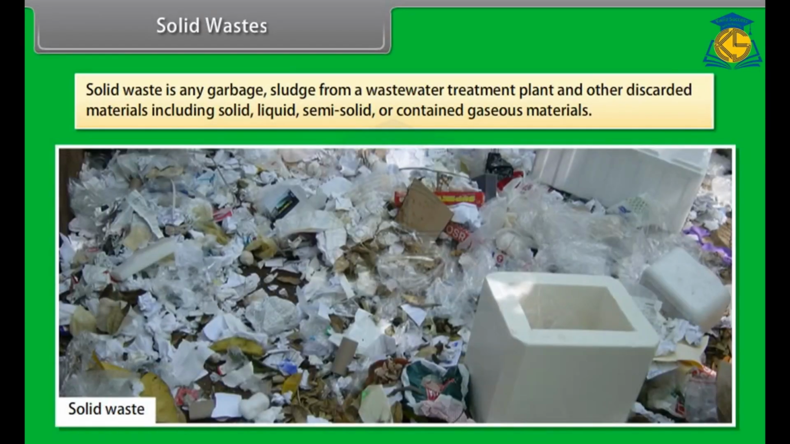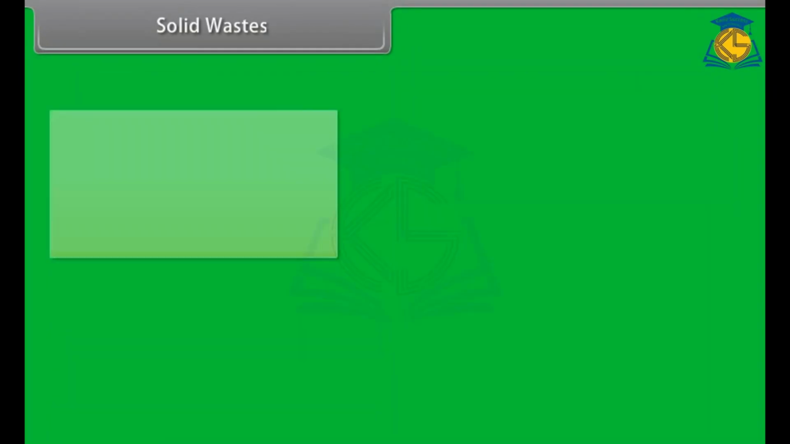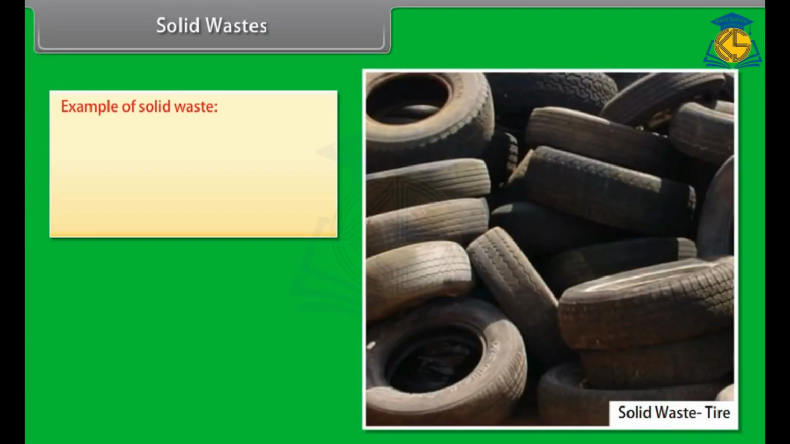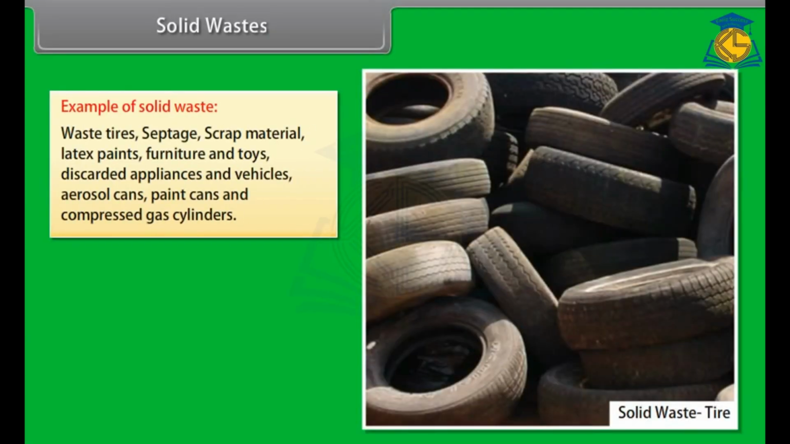Solid wastes. Solid waste is any garbage, sludge from a wastewater treatment plant and other discarded materials including solid, liquid, semi-solid or contained gaseous materials. Examples of solid waste: waste tires, septage, scrap material, latex paints, furniture and toys, discarded appliances and vehicles, aerosol cans, paint cans, and compressed gas cylinders.